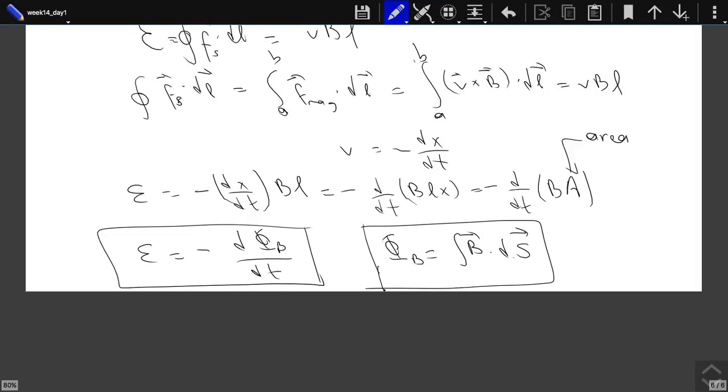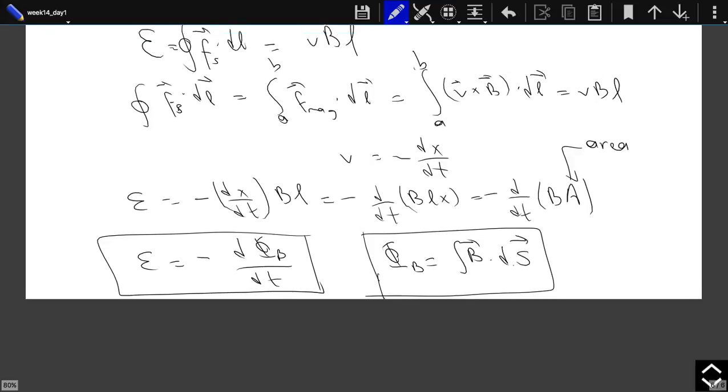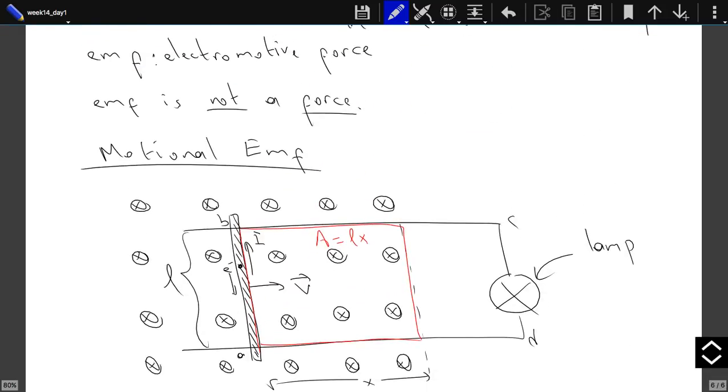So if there's a change in flux, then there will be an EMF created. But keep in mind, only part of the rod is moving. The other sections are all at rest. They are not moving. Well, there's no magnetic field over here, but since they are not moving, it doesn't really make any difference. So it's only this rod that's moving in this case.